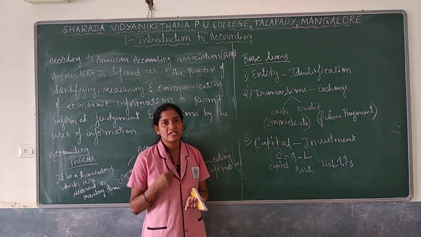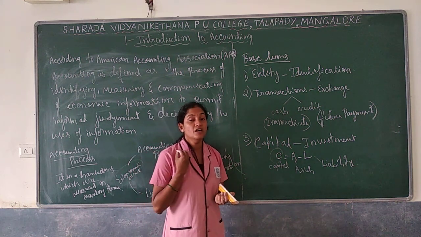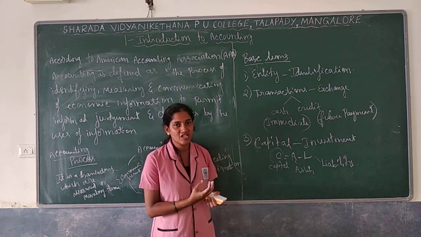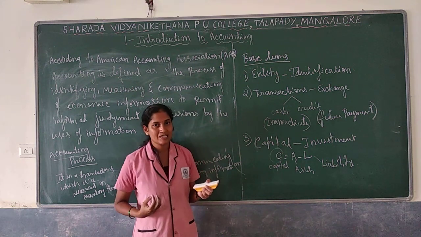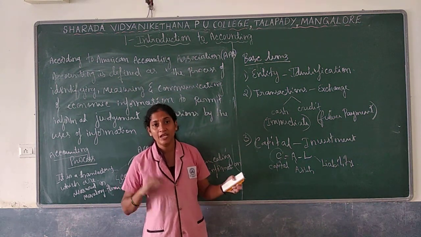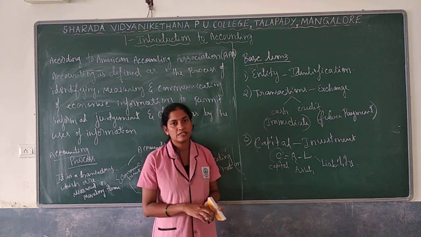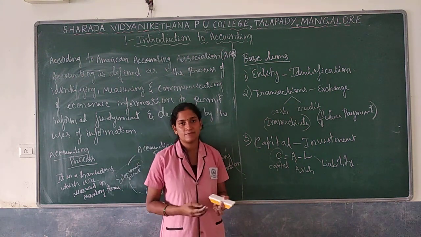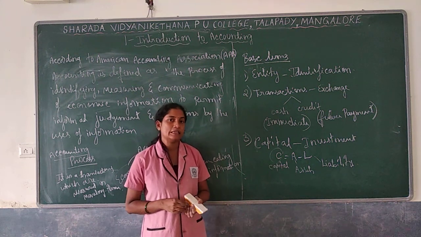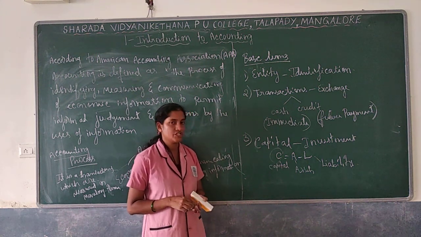What is a cash transaction? It is a transaction where the exchange is done and the cash payment is done immediately. You purchase something, and immediately pay the cash. Then it is called a cash transaction. Whereas credit transaction means in future days we are going to pay, not immediately. Then it is called a credit transaction.